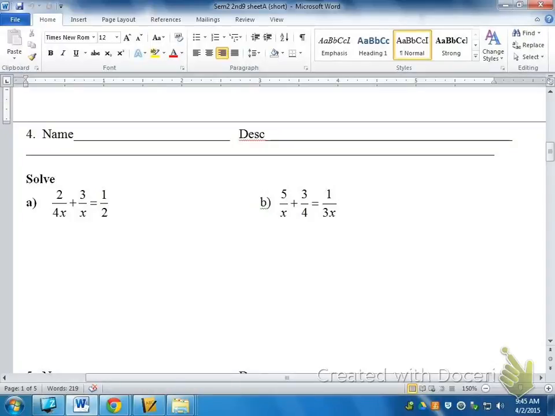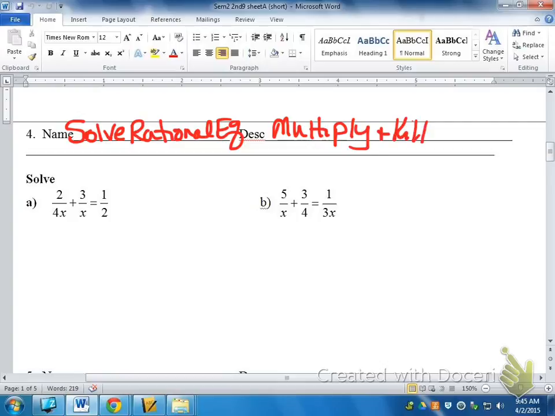All right, we're going to continue on and look at number 4. Number 4, they are rational equations, so the name is solve rational equations. The description would be multiply and kill the fractions. And since we've done the kill the fractions before, that'll make this a little bit easier. And then solve the new equation.